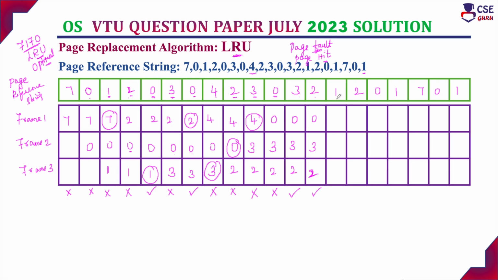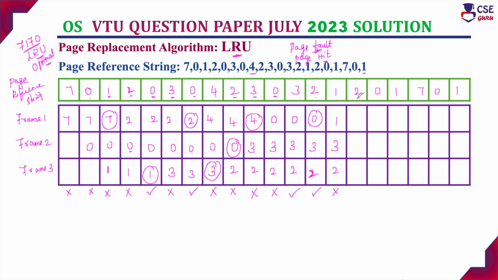And next reference string is 1. 1 is not available in any of these 3 frames. So select victim page. 2 you should not select, 3 you should not select. So obviously 0 you have to select as a victim page. Replace 0 with 1. So now the frames will consist of 1, 3, 2, and this is a page fault.